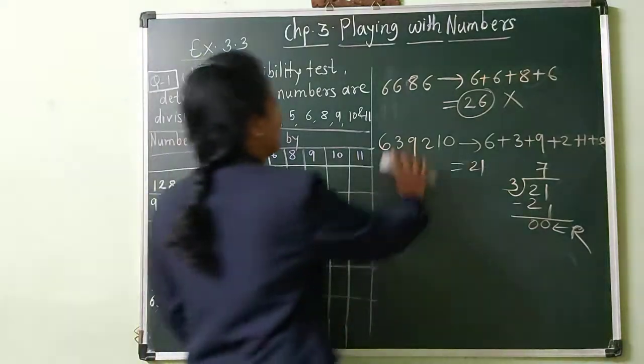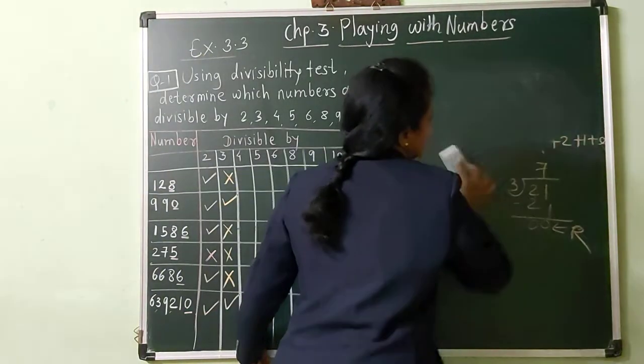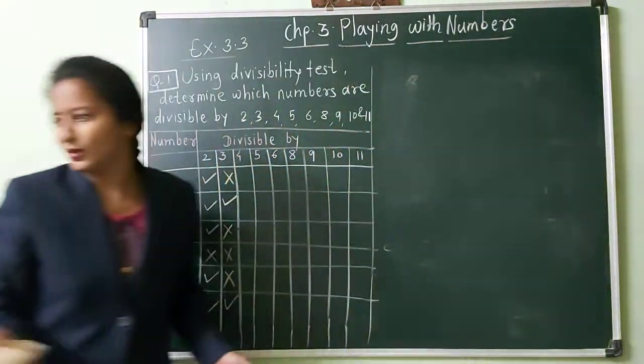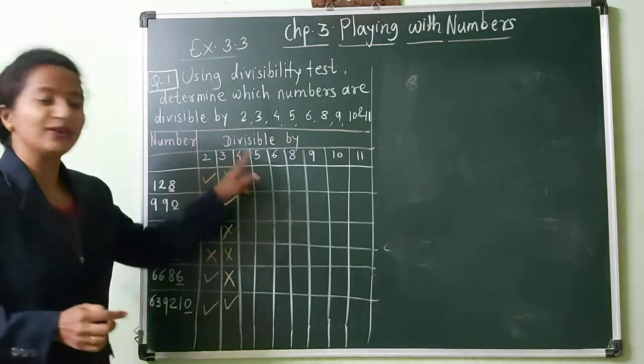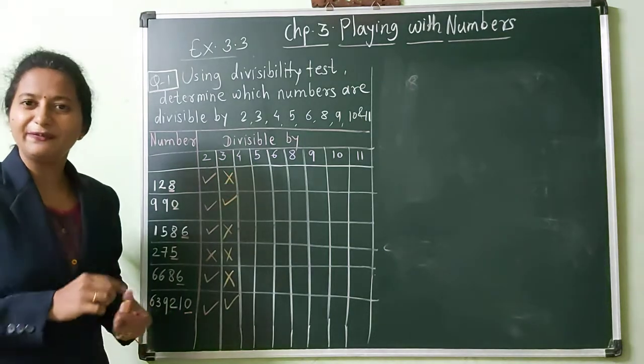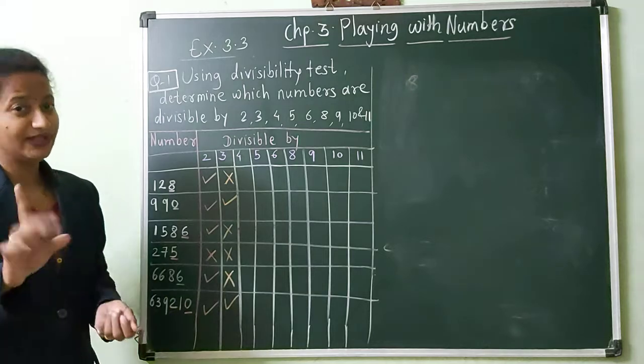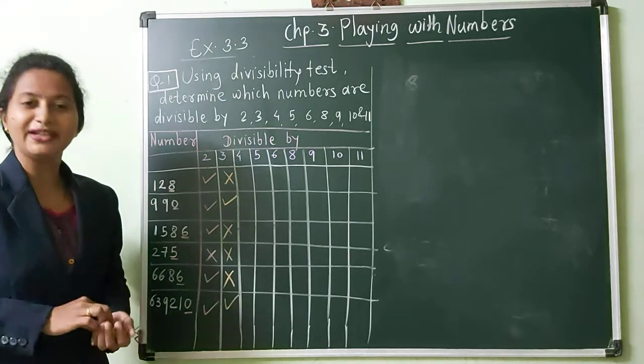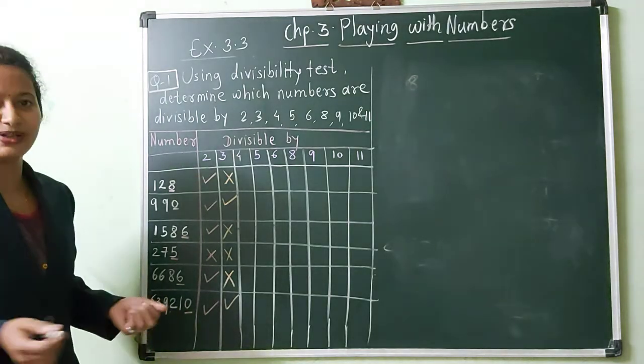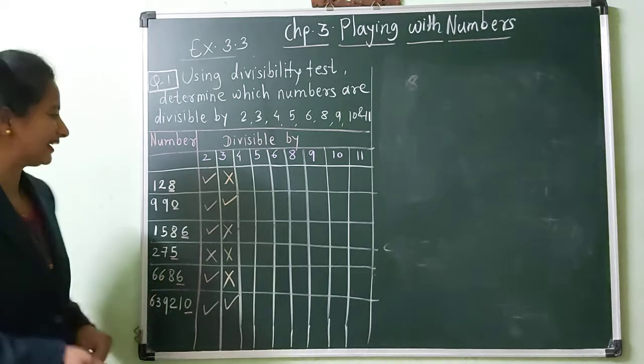So now for the next number we'll check. First we'll take a simple example, 5. What is the rule for 5? For 5 you have to check the ones place digit, if it is 0 or 5. See, you have to focus on the ones place digit. If it is either 0 or 5, then that given number is divisible by 5. It's a very simple test for 5.